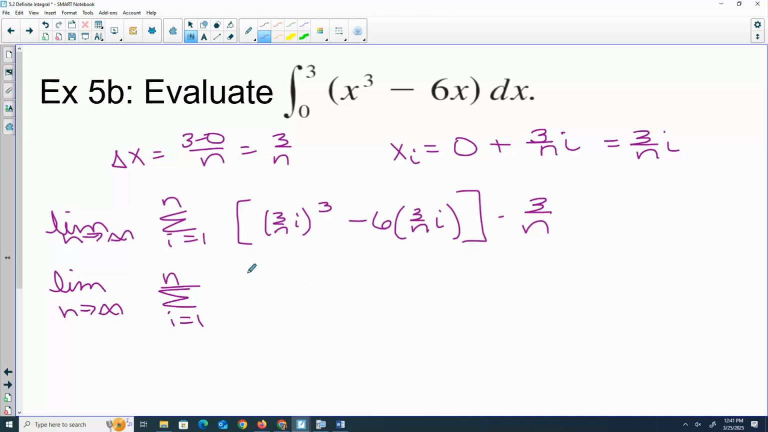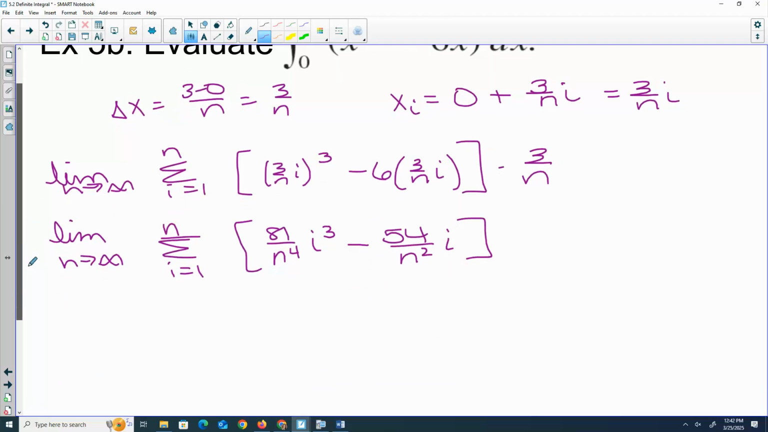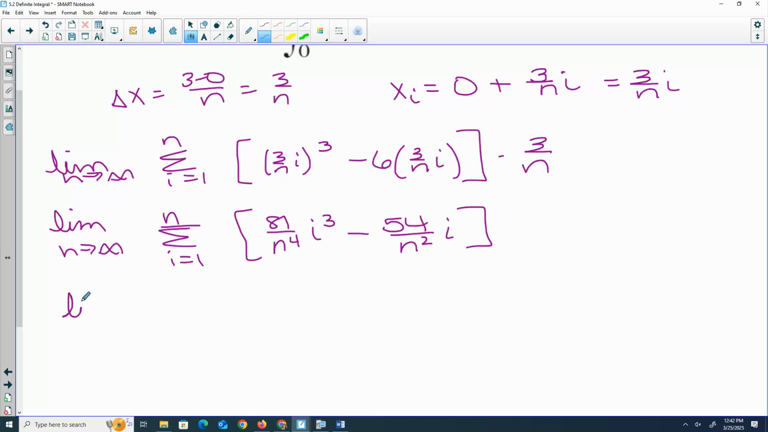Alright, so we need to cube and distribute the 3 over n. So 3 cubed is 27, times another 3 would be 81, n cubed times n is n to the 4th, i cubed. Okay, 6 times 3 is 18, times another 3, 54 over n squared i. Do you guys remember doing this from yesterday?